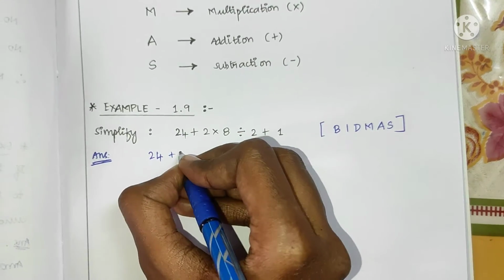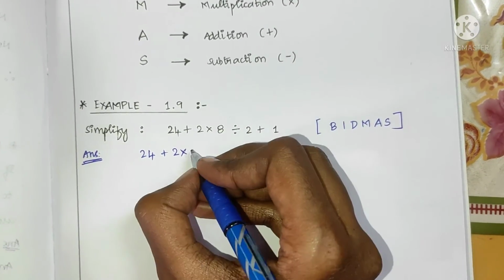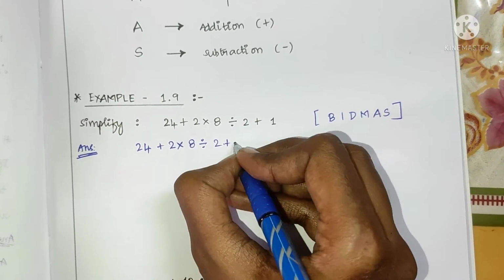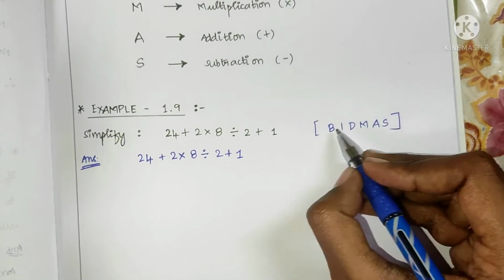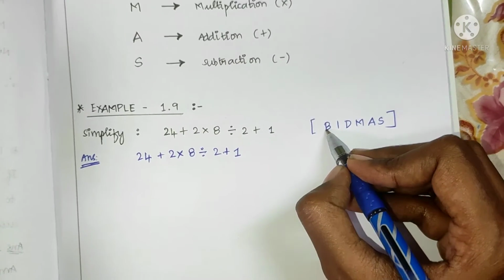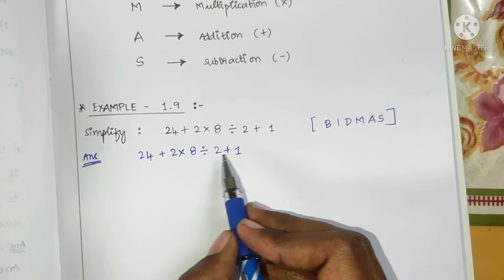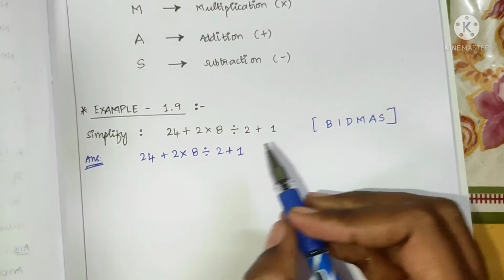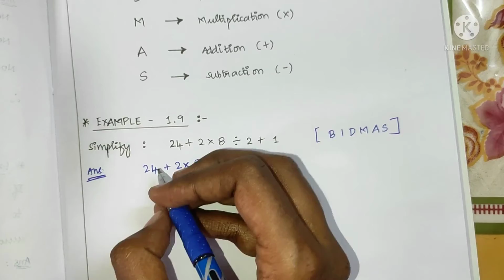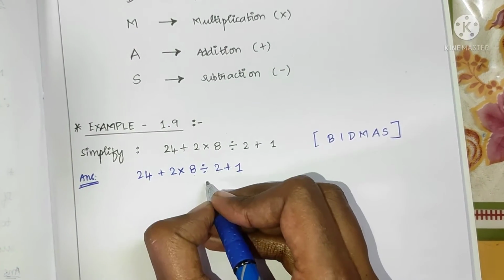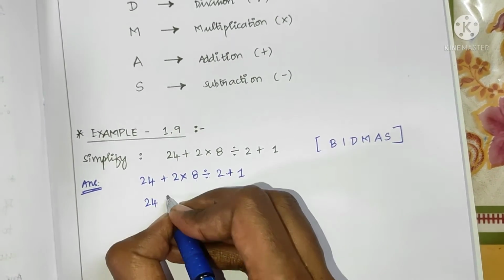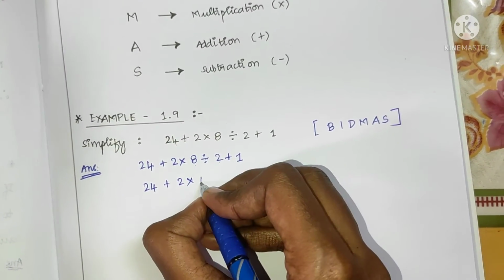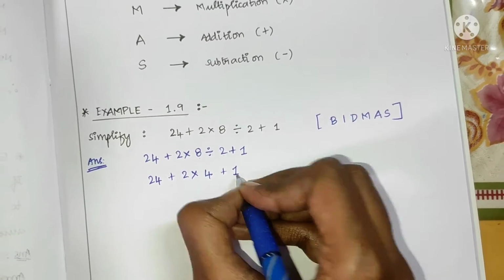So the question is 24 + 2 × 8 ÷ 2 + 1. First, in the given question, check whether a bracket is present. No. Now, division is present, so we are going to perform the division operation first. 8 ÷ 2 is 4, so we get 24 + 2 × 4 + 1.